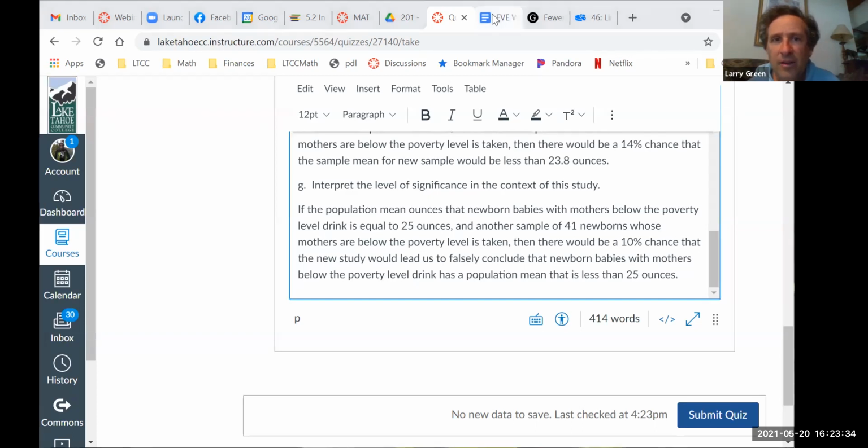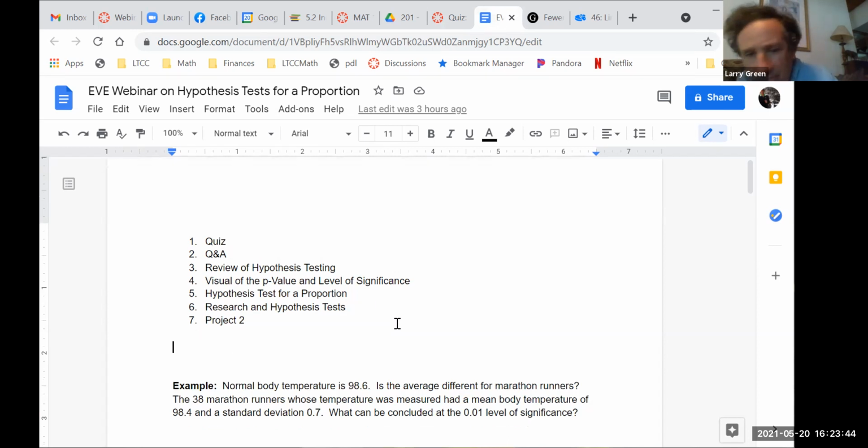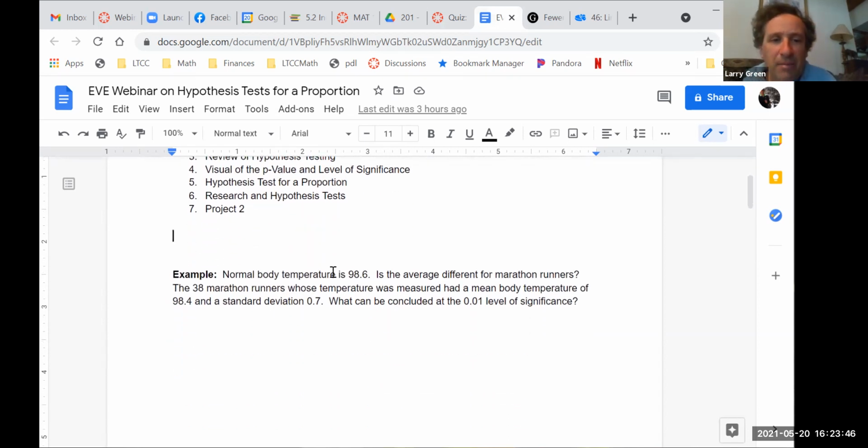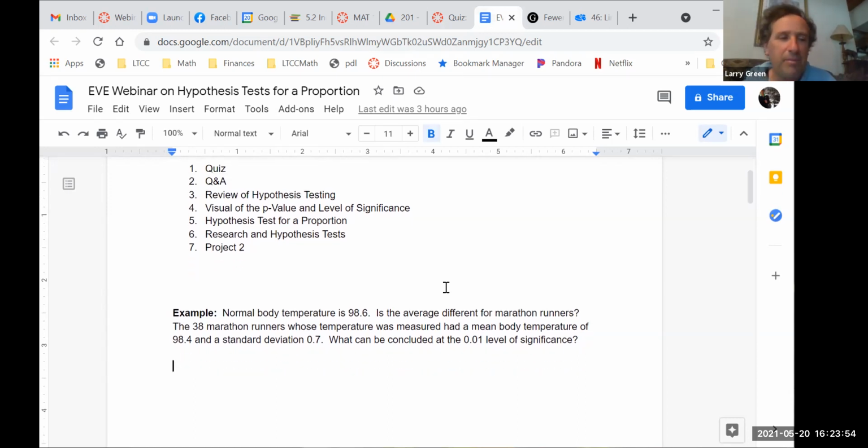Okay, if not, let's go back to our lecture. I want to just do a little review. We did hypothesis testing. I might even skip this one for now and maybe get back to it because I want to make sure we get to what we need to get to today, which we should. But I want to mention something about the p-value and the level of significance. It's one thing to memorize what's going on, but it's even better to understand what's going on.